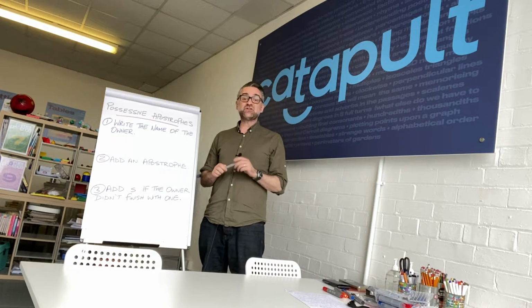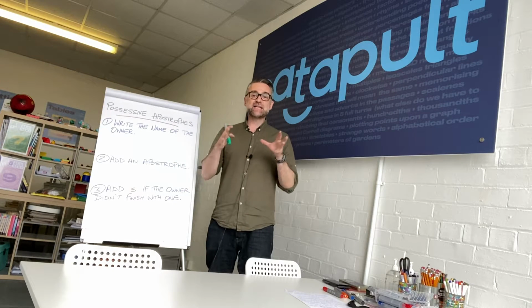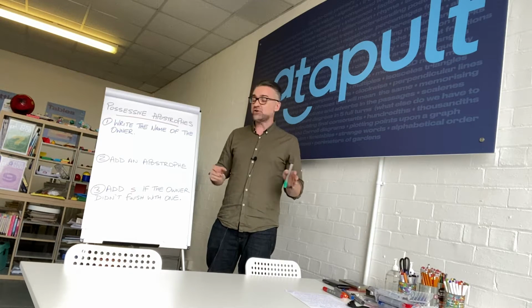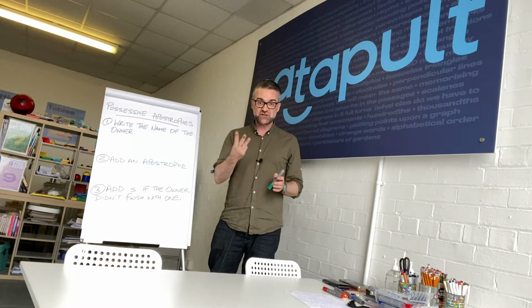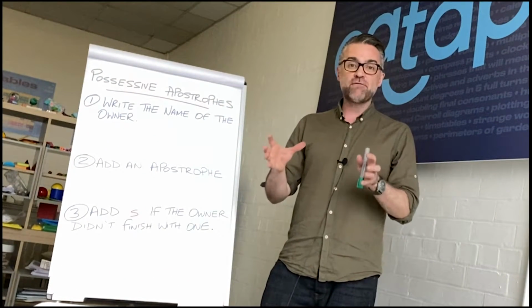I think we confuse kids and ourselves too much by sometimes talking about singulars and plurals for the possessive apostrophe. I don't think there's any need for that. In fact, I think children can learn to accurately use the possessive apostrophe using just 3 steps. And step number 1 is write the name of the owner.